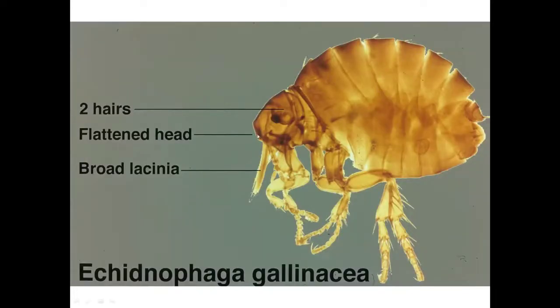Stick-tight flea, flat nose. It's a poultry flea. It has this big serrated lancinia, and that makes it stick tight, right, to the chicken or the human. And dogs in the southeast often have it. And again, fleas are disease vectors.